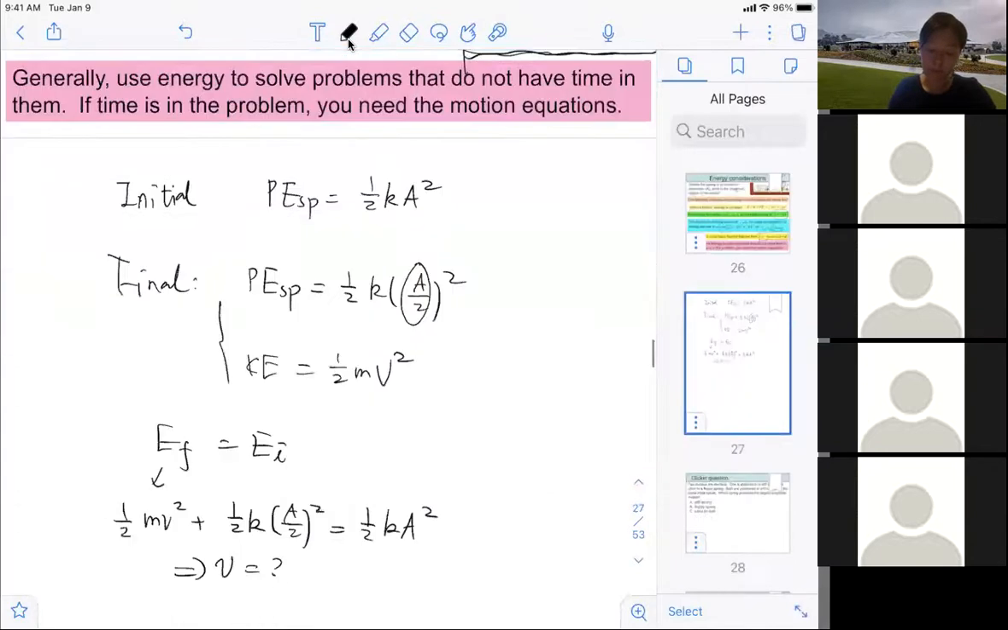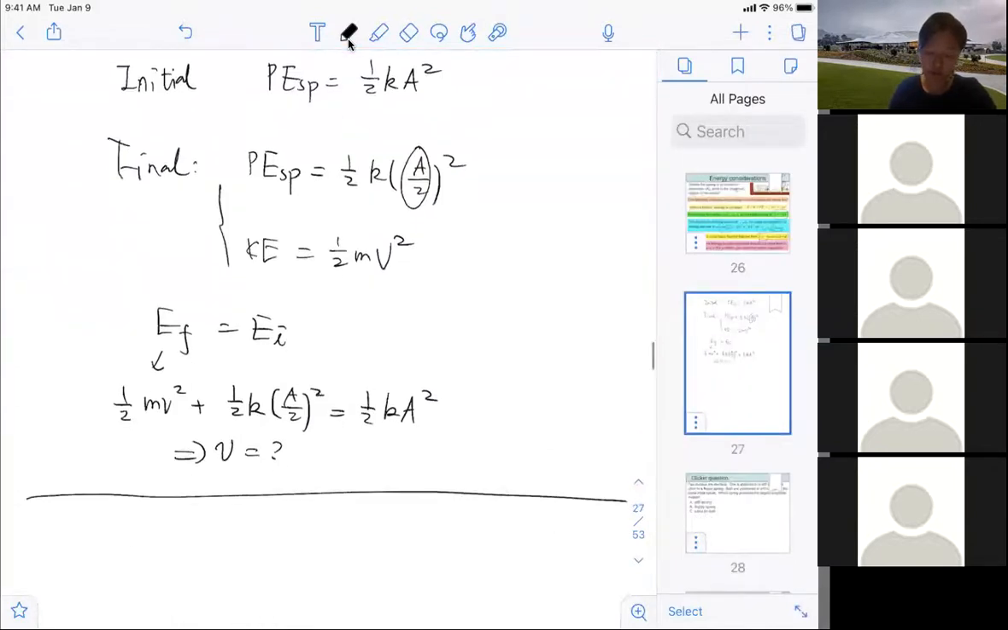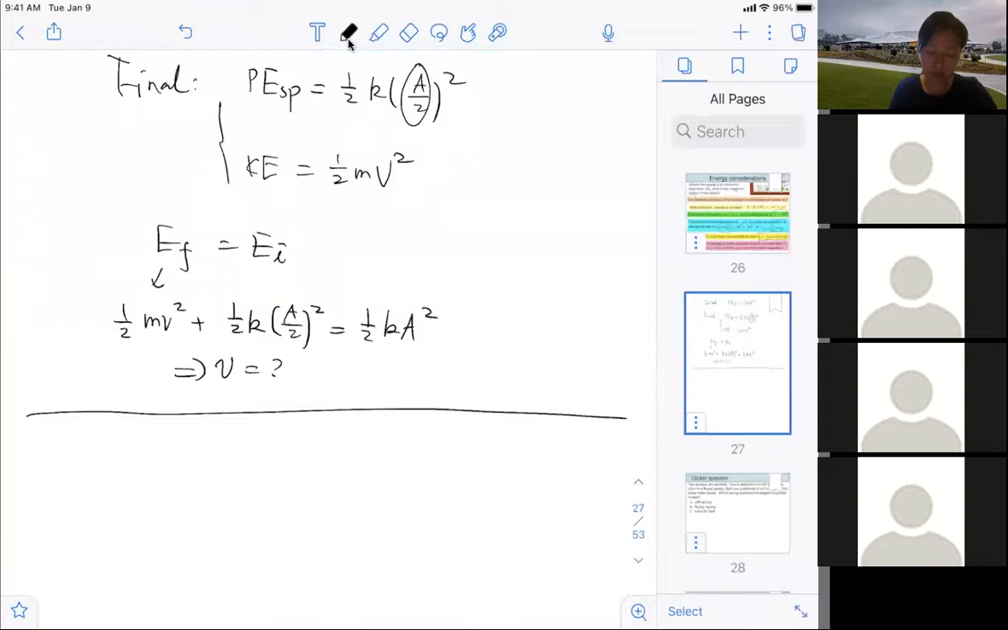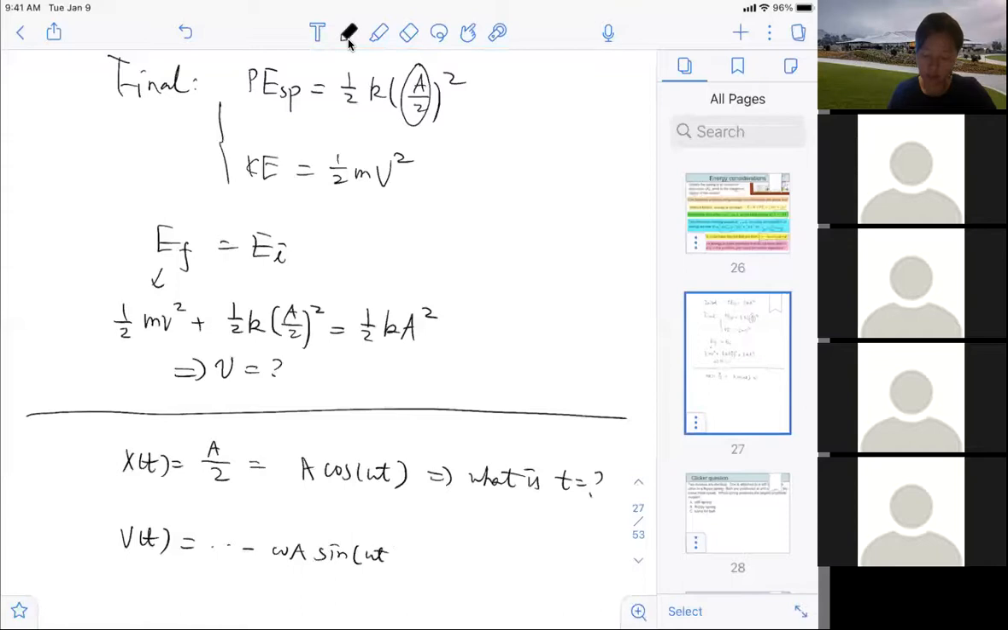So for example, if I wanted to use that approach, I would say, okay, if my position is now A over 2, okay, so that is A cosine omega t. So I need to figure out what is my t. And then I plug into the velocity function, which is negative omega A sine omega t, and plug in this t to figure out your velocity. It still works. So we will get more into that detail later in the class.